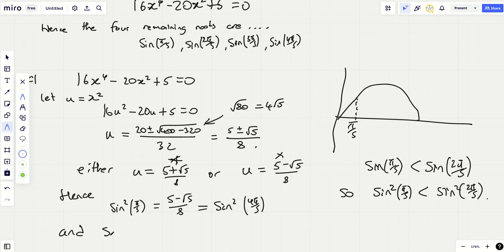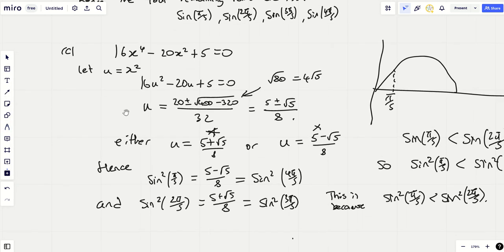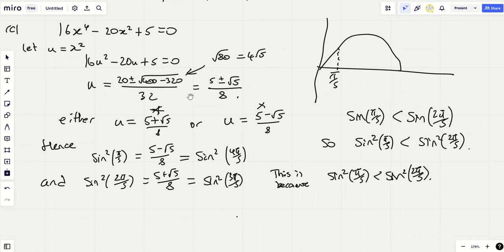And sine squared 2 pi over 5 is equal to 5 plus root 5 over 8, which equals sine squared 3 pi over 5. This is because sine squared pi over 5 is less than sine squared 2 pi over 5. And I've justified it: it must take the value of the smaller root. That's all it is. I hope that makes sense.